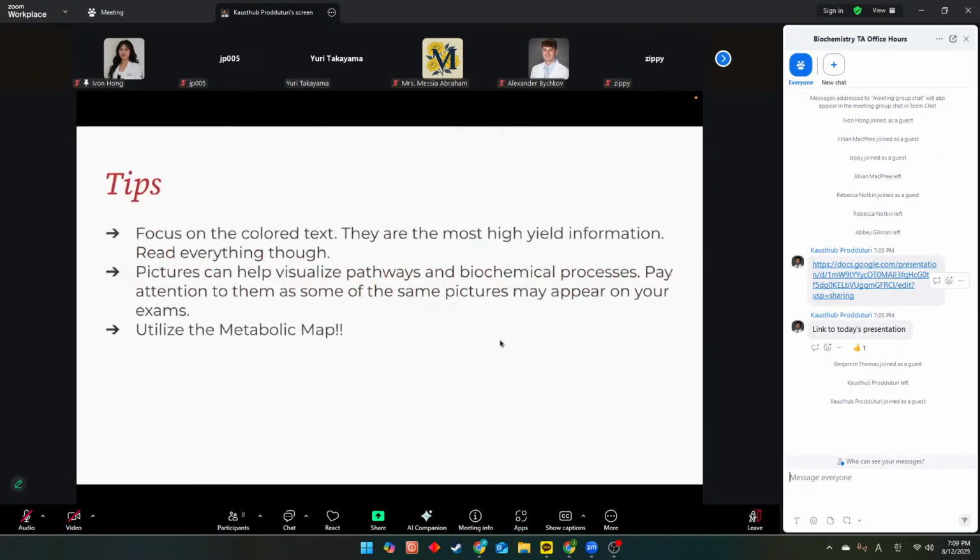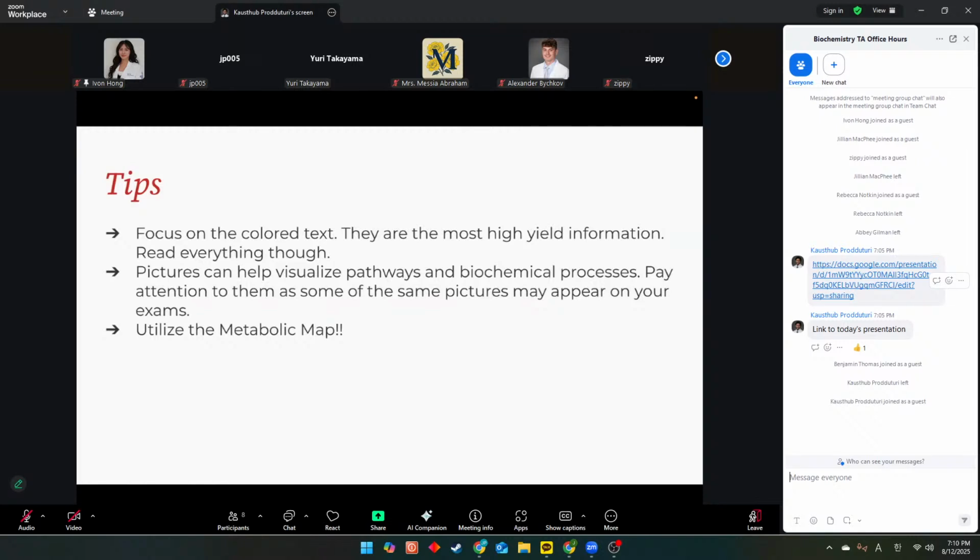I wanted to start this off by handing out some helpful tips that helped me a lot when I was taking biochem and genetics last year. Always focus on the colored text, the ones that are red, blue, green. They usually have the most important and high yield information. Obviously, read everything, but if you're in a pinch or trying to focus on very high yield stuff, always look at the colored text.